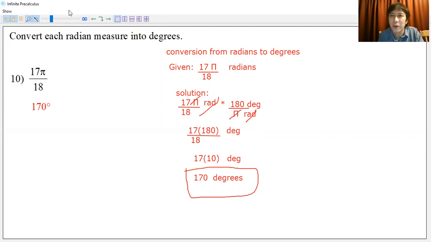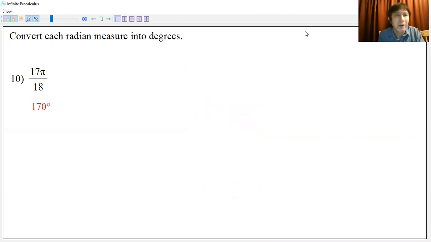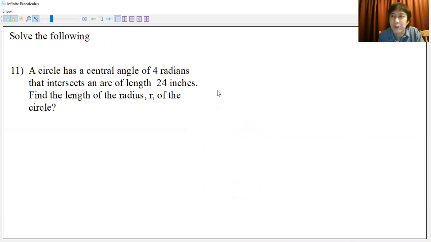Let's proceed to the problem solving. We're done with conversions. All right, let's have the next. Solve the following. Number 11: A circle has a central angle of 4 radians that intersects an arc of length 24 inches. Find the length of the radius r of the circle.